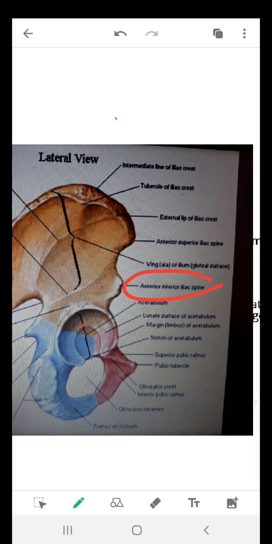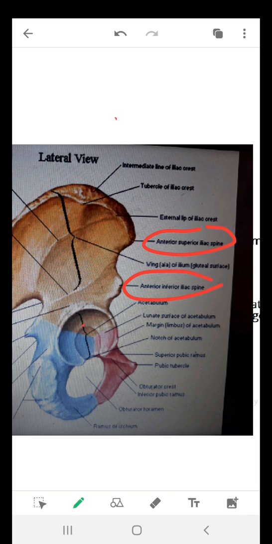The anterior inferior iliac spine. Why is this part of the bone called the anterior superior iliac spine? Of course, it's superior to this inferior part. So we have an anterior superior iliac spine and an anterior inferior iliac spine. Every part of this bone has its function.